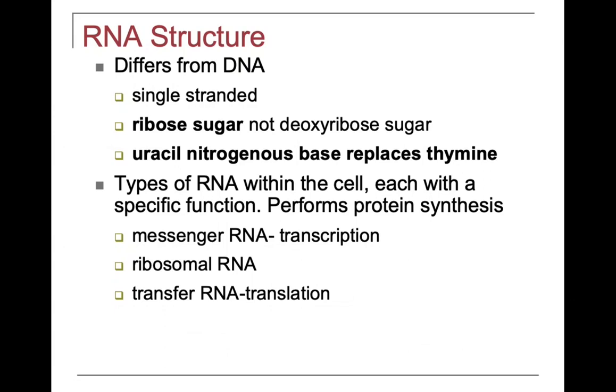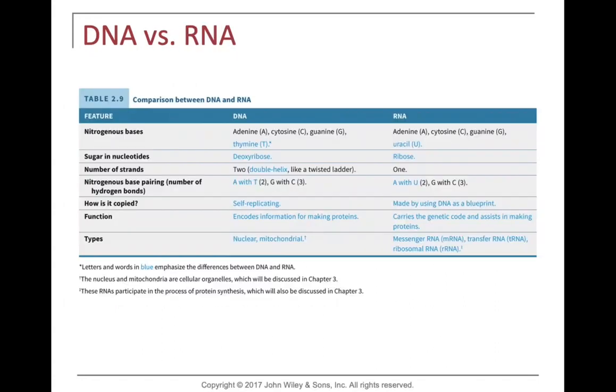Now, RNA differs from DNA. Your RNA is single-stranded compared to double-stranded DNA. The sugar is a ribose sugar, not a deoxyribose sugar. And in RNA, you've got that uracil nitrogenous base that replaces thymine. There's messenger RNA that's involved with transcription. There's ribosomal RNA and transfer RNA. Now, these are the ones that are involved actually in protein synthesis.